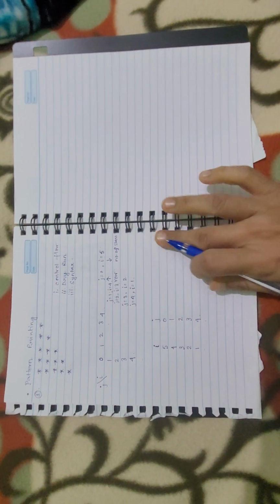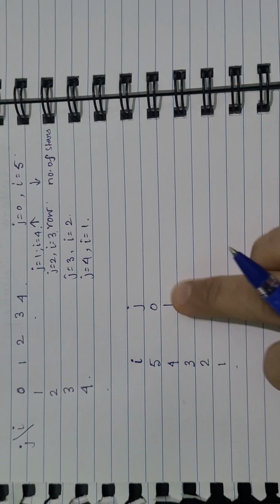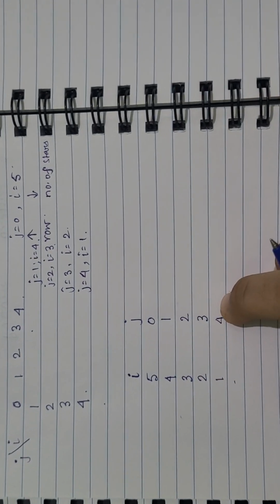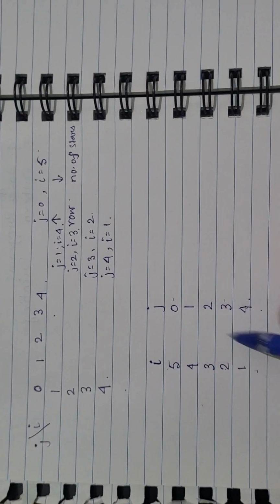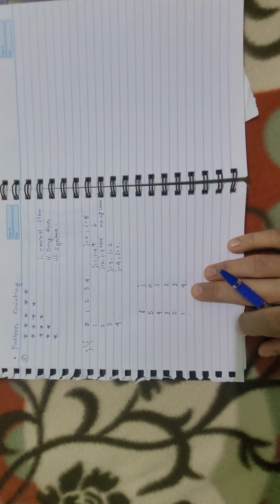So just try to observe this much only. Now it's opposite or not? 5 0, 4 1, 3 2, 2 3, 1 4. So see, here 4 1, here 1 4, 2 3, 3 2, 5 0, 0 5. I'm not taking the last one. So basically it's replicating, it's getting opposite.